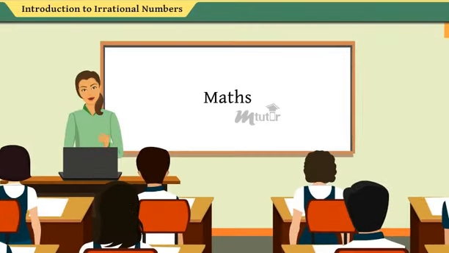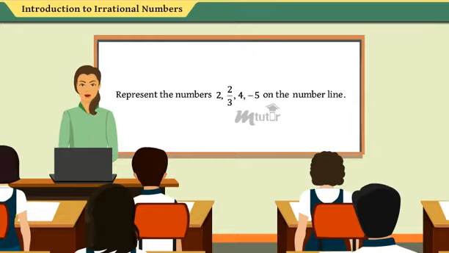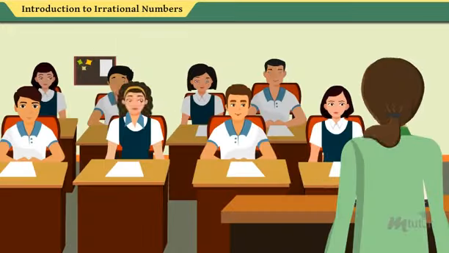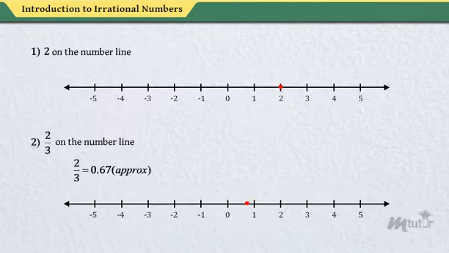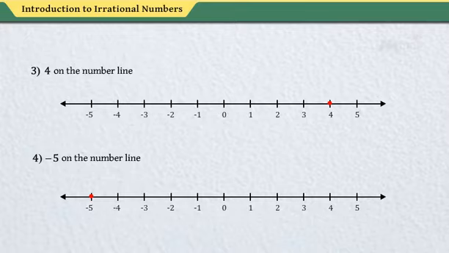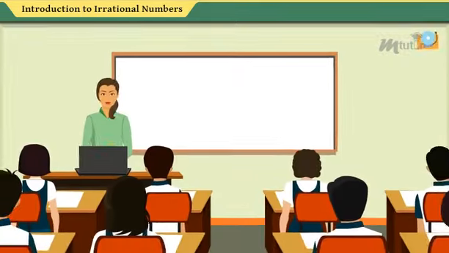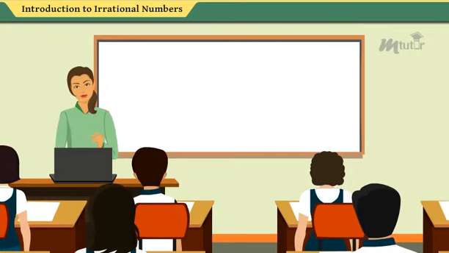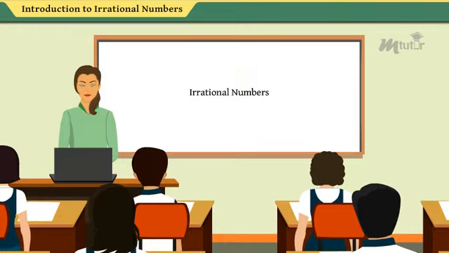It is a Monday morning, and the first period is maths. The maths teacher asks the students to represent the numbers 2, 2 by 3, 4, and -5 on the number line. All the students did it right. They represented 2, 2 by 3, 4, and -5 on the number line as shown on the screen. The teacher now wanted to start with the next topic, irrational numbers.